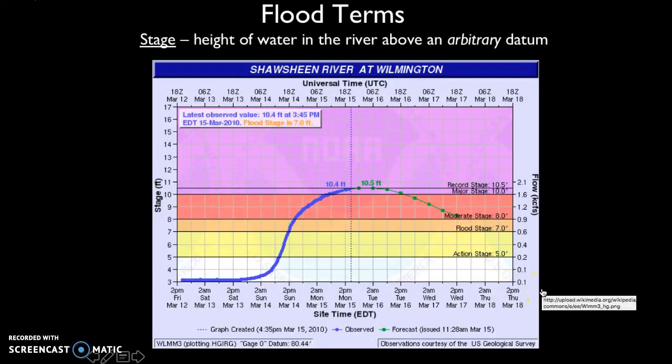You basically would get to the deepest part of the stream bed and stick a ruler up to the level of the water, which is a much easier measurement to make than the whole discharge.